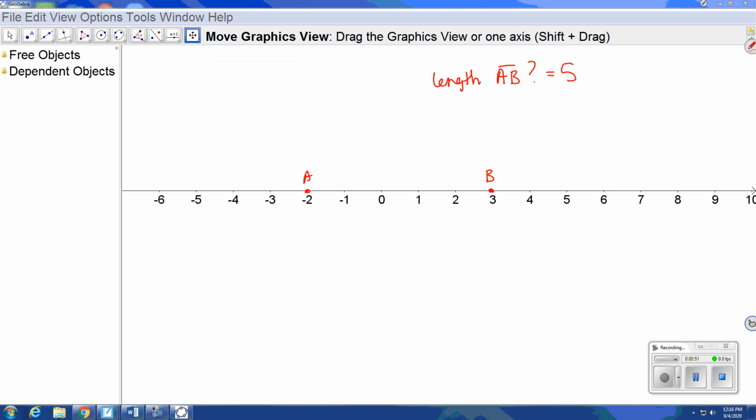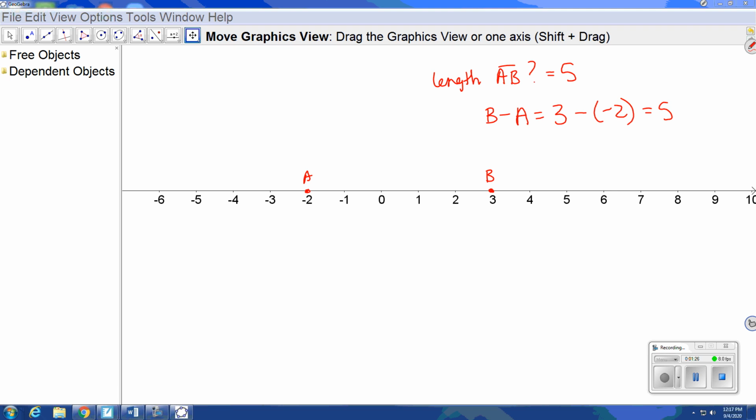Okay. But what if B was located all the way at 1,000? It wouldn't be worth our time to count off from -2 to 1,000, right? That would take too much time. So is there an arithmetic shortcut to finding the distance between 2 points? And you may already be aware that all you have to do is find the difference between the two. So we could do point B's location minus point A's location, which would be 3 minus -2, and we get the same answer of 5.